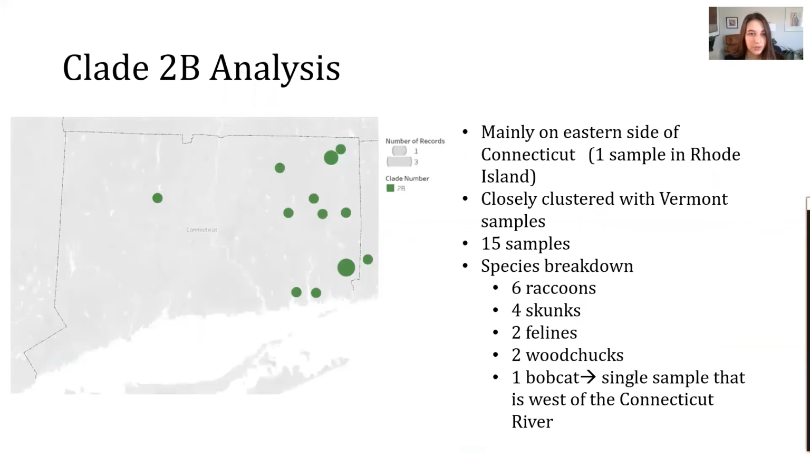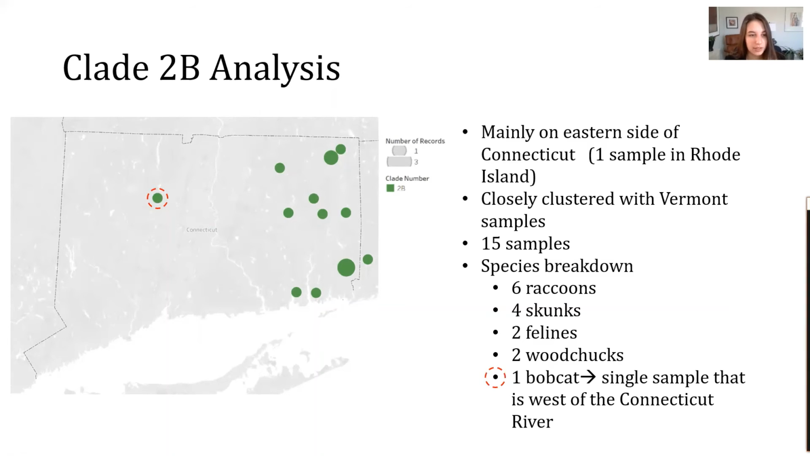Clade 2B has a total of 15 samples spread between raccoons, skunks, felines, woodchucks, and a bobcat. For the most part, the samples are located on the eastern side of Connecticut and clustered with a sample in Rhode Island, as well as many Vermont samples. There is one outlier, which is the single sample to the west of the Connecticut River. Upon research into bobcat migratory patterns, it is possible that it was able to cross the Connecticut River, which could allow it to be so geographically distant from the other 14 samples.